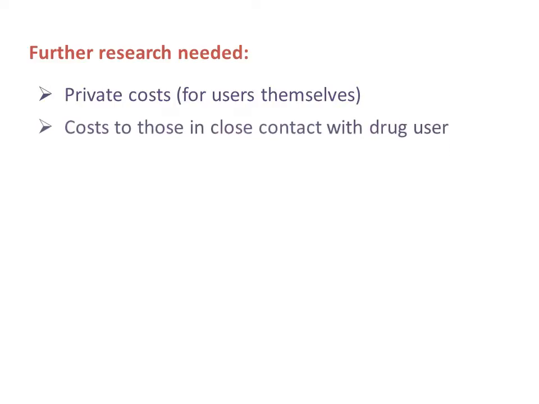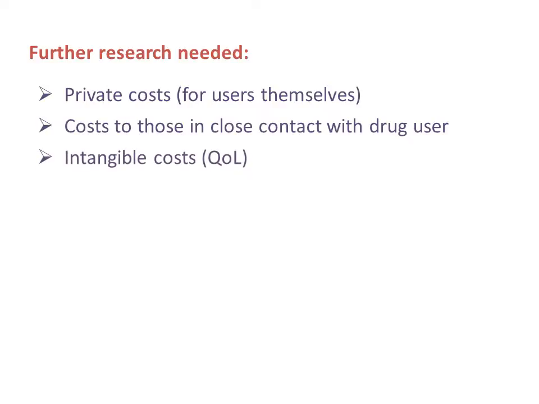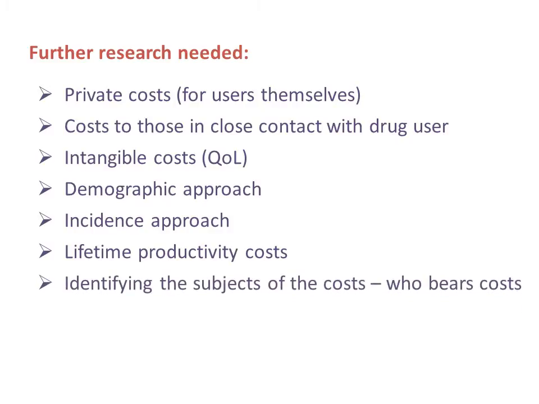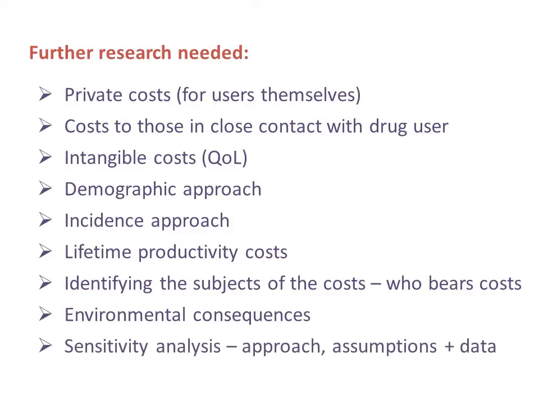Some of the issues which require further research beyond the scope of this guidance pack include private costs, that is, those attributable to consequences of drug use for the users themselves, costs for those in close contact with the drug user, intangible costs, including the quality of life of illegal drug users and their families, costs estimated according to the demographic approach, costs estimated according to the incidence approach, lifetime productivity costs estimated for the entire working life that prematurely deceased drug users could hypothetically live, identifying the subjects of the costs, who bears the costs, the broader environmental consequences of illegal drug use, and sensitivity analysis, taking into account the consequences of the approach chosen, assumptions adopted, and the shortcomings of the data sets applied.